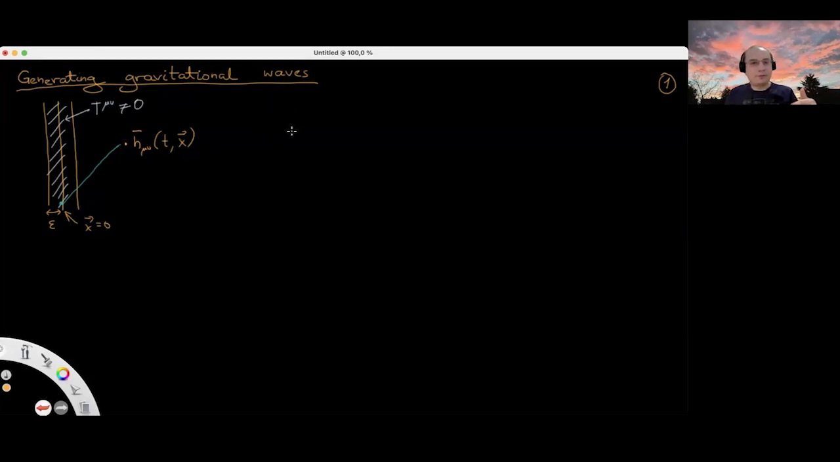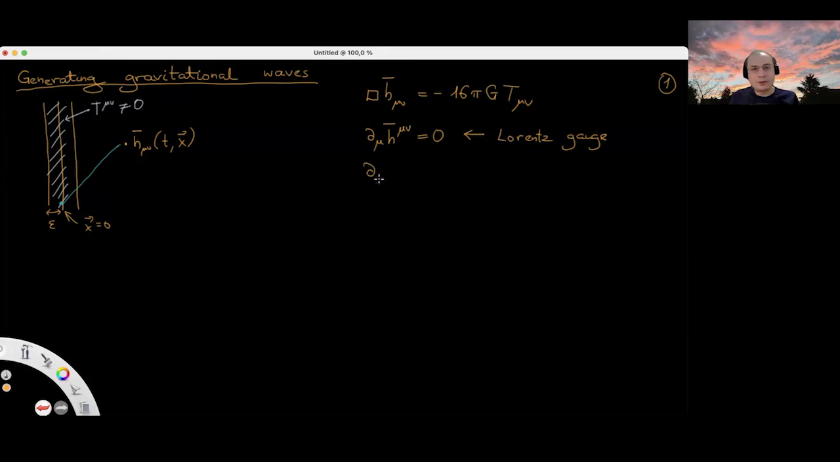So in order to derive h, we'll have to use the Green's function formalism. We know that h satisfies the wave equation: the box of the trace reversed h bar mu nu is 16 pi G times the stress energy tensor. We know that in the gauge we have chosen, sorry, in the Lorentz gauge, which we have chosen, the divergence of h bar vanishes. On top of that, we know that the divergence of the stress energy has to vanish. Conservation of the energy momentum. Okay, so that's what we know.